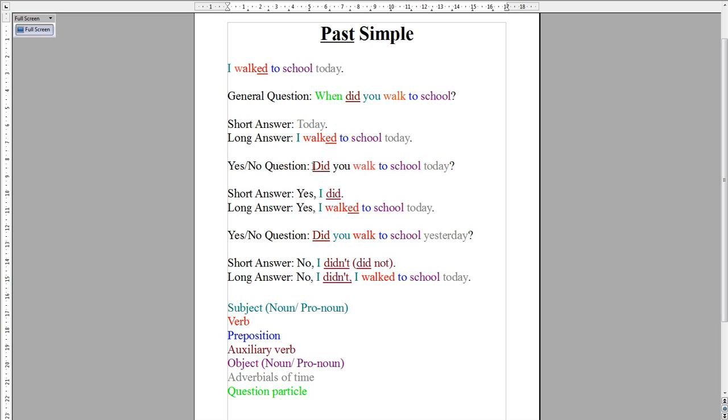As you can see, in the yes and no question, there is a difference. We don't have a question particle. We start straight with the did, as you can see here, and then we jump into the pronoun and continue the sentence from there on. As you can see, the sentence keeps its structure the same as above. Of course, the verb is reduced to the first form because of the auxiliary verb did.